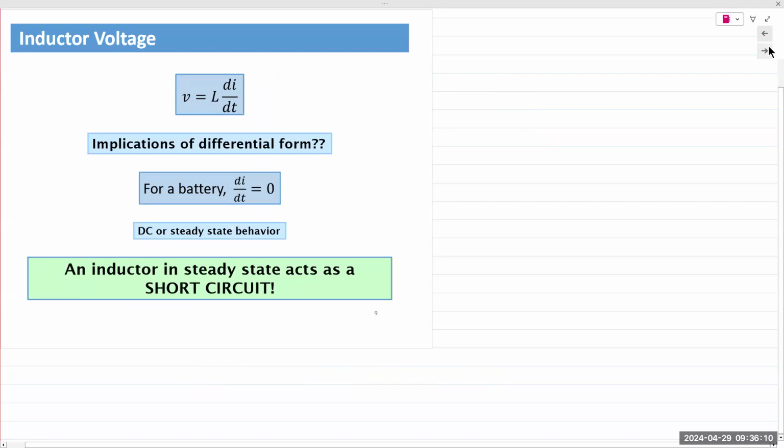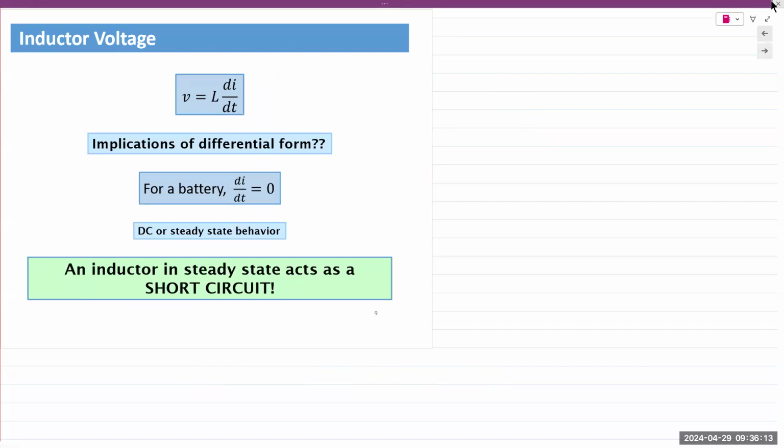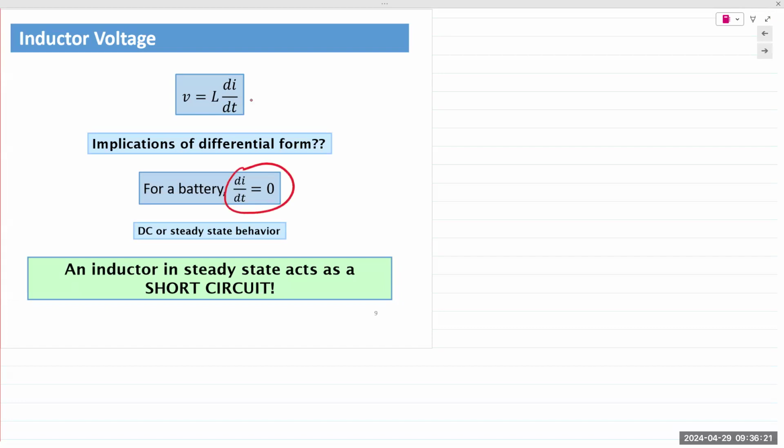So inductor voltage V is L di over dt. What if the current is constant? If I is constant, then di over dt, mathematically, we say, would be equal to 0. Conceptually, current is passing through, energy is being transferred to the inductor. At a certain point, the inductor is charged fully. Bucket is completely full. At that point, the inductor behaves like a short circuit.